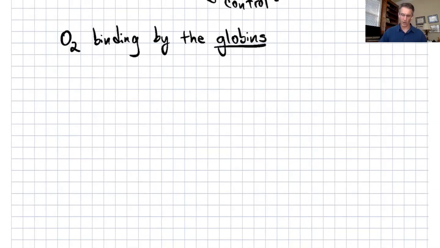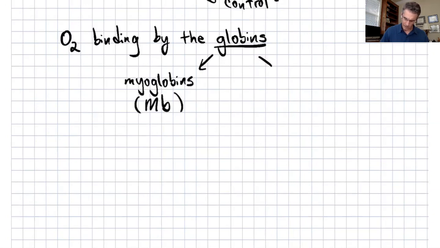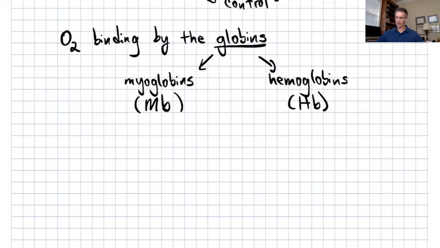Which I know you guys have heard of. I have two really important members, so-called myoglobins, which in shorthand are usually written capital MB, all right? And the hemoglobins, which in shorthand are usually written capital H, lowercase b, right?